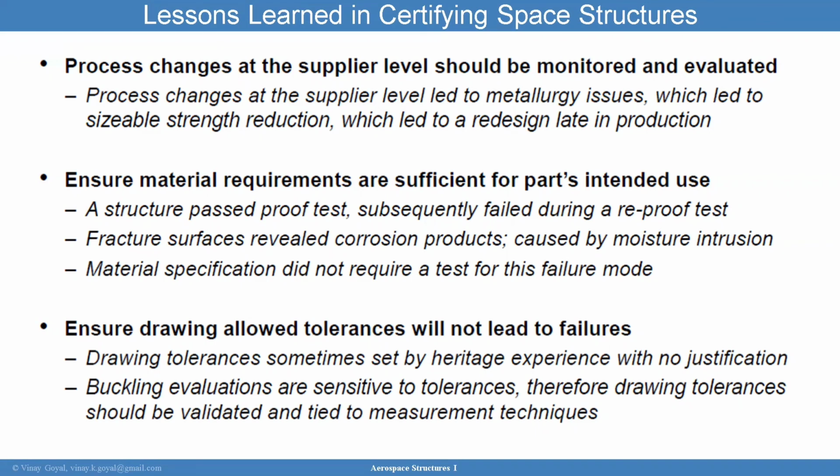You want to ensure the material requirements are sufficient for the part's intended use. You had a structure here that passed a proof test and then failed right after another proof test. That shouldn't have happened, but then you look at fracture surfaces and there's corrosion products in it, which were caused by moisture intrusion. Well, guess what? The material spec did not require tests for this particular failure mode. And so missing that was the real issue.